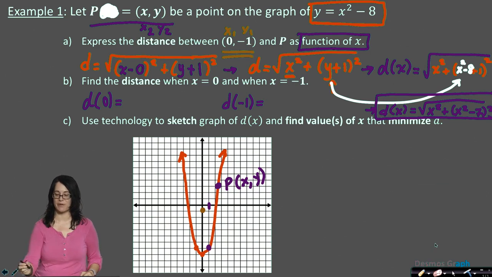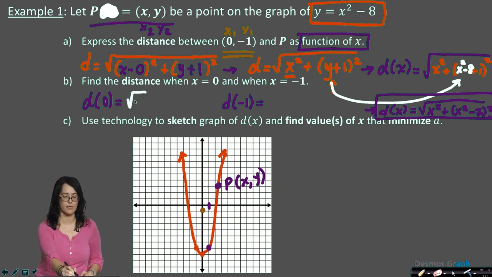When you plugged in 0 into your new model here, the x value 0 cancels out. It's just 0, right? It wipes away. So all that's left really is what's in parentheses here. That would be negative 7 after 0 gets squared. It's just negative 7 getting squared. Well, that's a positive 49. So in reality, you just have the square root of 49 or 7.